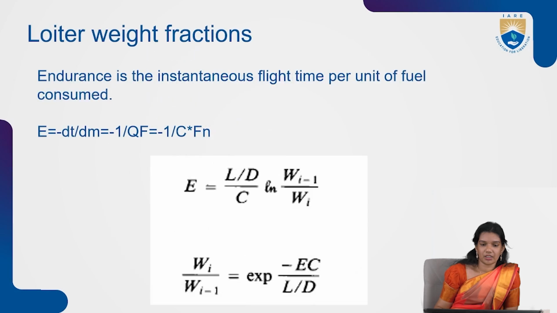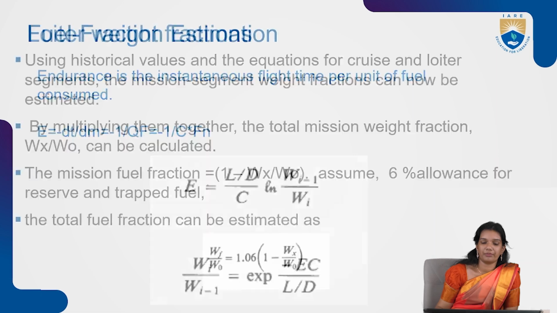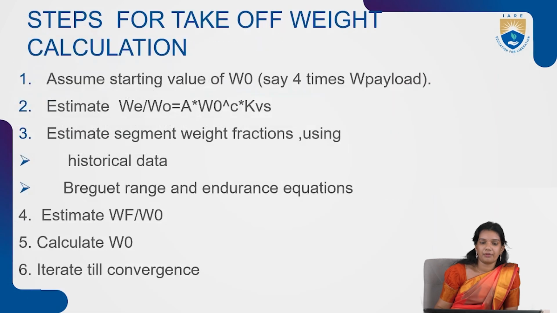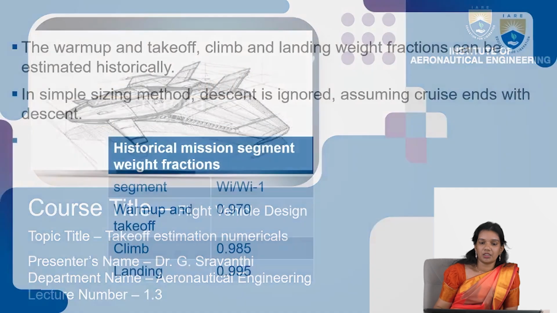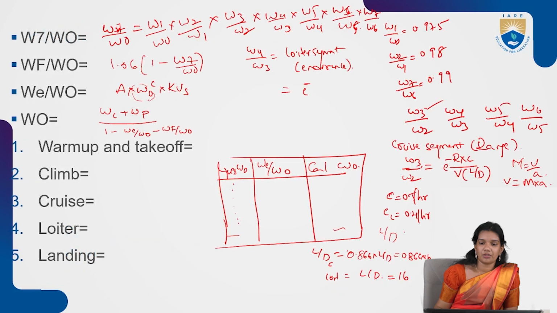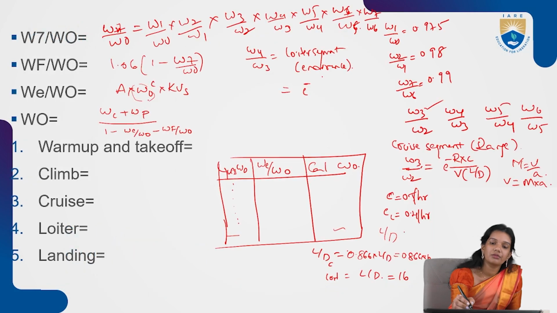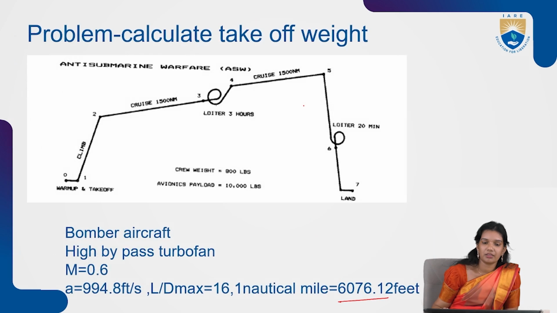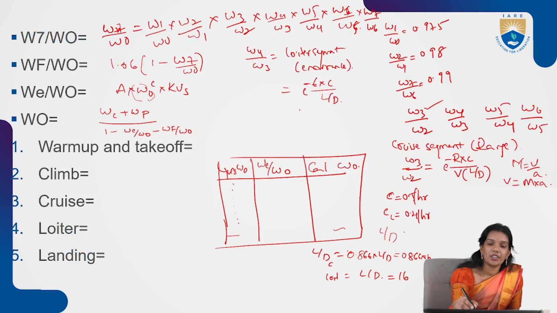Yeah, so it is e to the power of minus endurance into c by L by d, right? So from there, while solving a problem, we need to check all the data. Endurance into c by L by d. How much endurance is given? It is loitering for about 3 hours, I guess. So 3 hours needs to be converted into seconds, right?